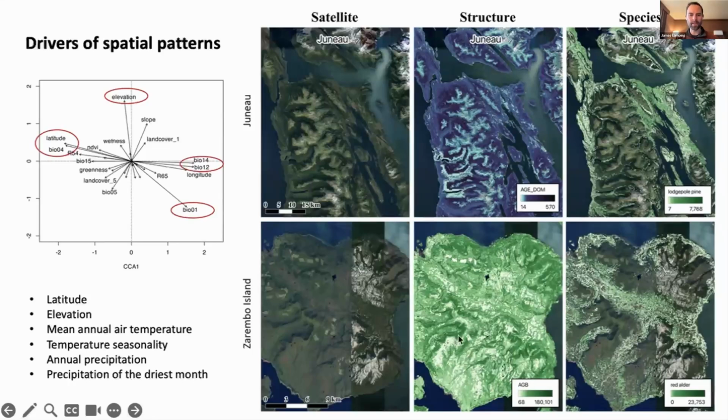You can see how well-drained slopes had higher amounts of biomass. You can also see remnant harvests here. And you can see how muskegs had lower total above ground biomass in the center area of Zarembo Island. We also had zoomed in maps of the individual species predictions, so lodgepole pine up top and red alder here on the bottom.